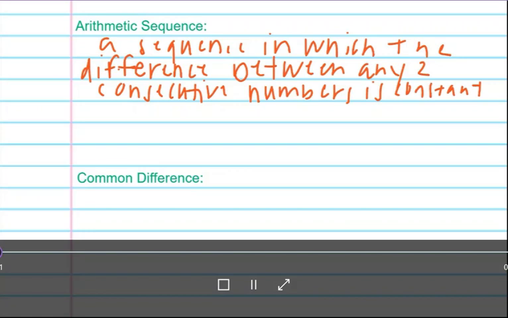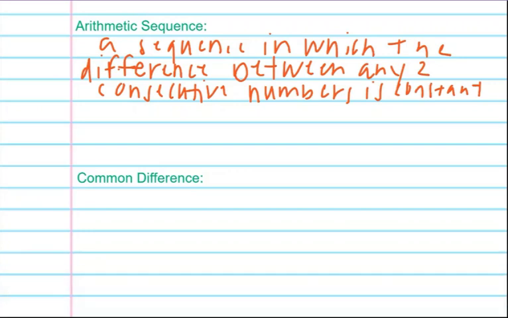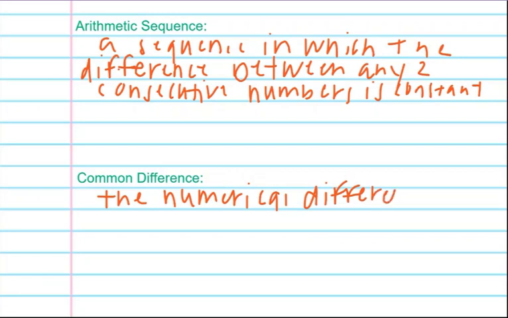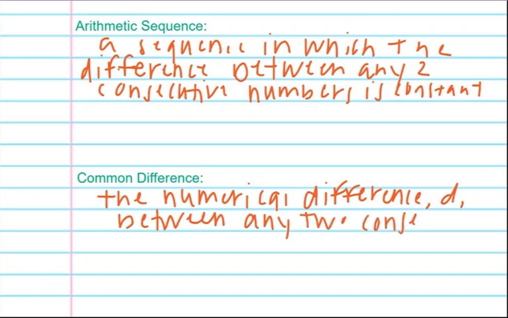So the common difference is going to be whatever number you're getting to get from one term to the next. So the common difference is the numerical difference. We're going to refer to this with the variable d between any two consecutive terms. Okay, so those are the two important vocab words.